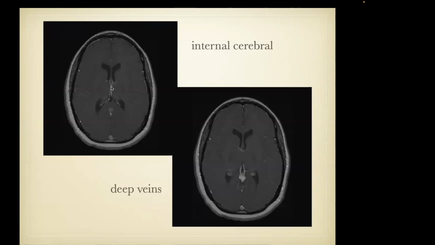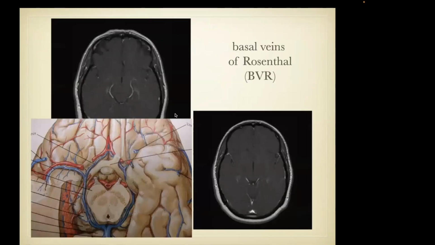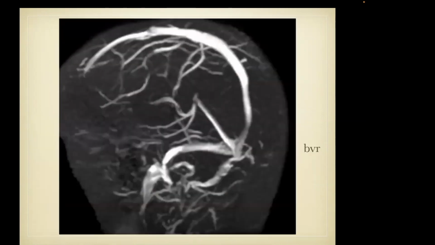This is on the axial imaging. You can see the internal cerebral veins here in the midline, and these will come back to converge. And here is the basal vein of Rosenthal going around the midbrain, seen in this illustration. So again, the basal vein of Rosenthal will come from lateral to medial to converge again with the other veins we talked about to form this deep system.